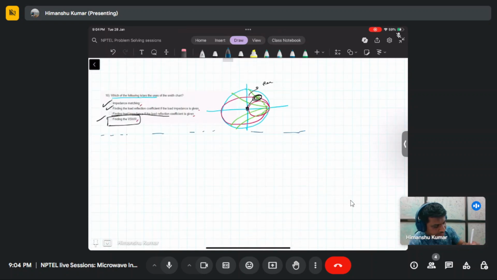So let's move to the last problem. Which of the following are true of the Smith chart? That it can be used for impedance matching. That is correct. Finding the load reflection coefficient if the load impedance is given. That is also correct. Finding the load impedance if the load reflection coefficient is given. If you are given the reflection coefficient, you can plot the point, and correspondingly you can find the load impedance also. So that is also correct. And if you know the reflection coefficient, you can find the VSWR also. That is also correct. So all of the options are correct actually. Any point conversion is very easy in the Smith chart.